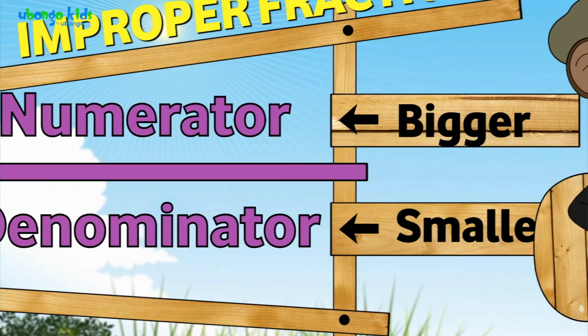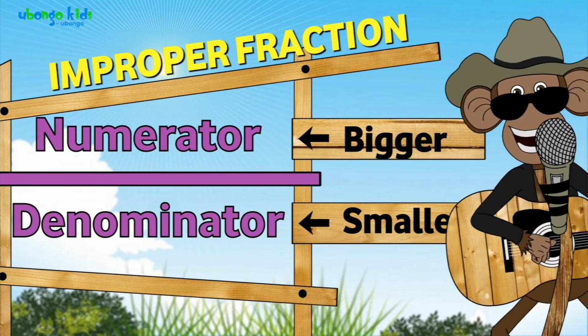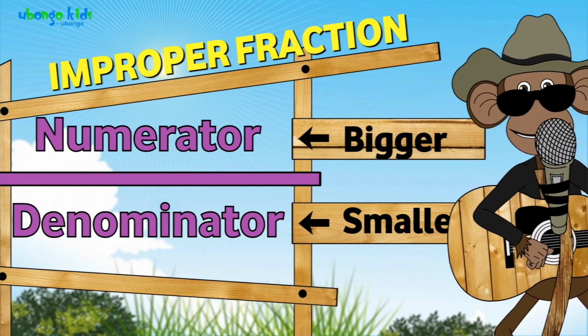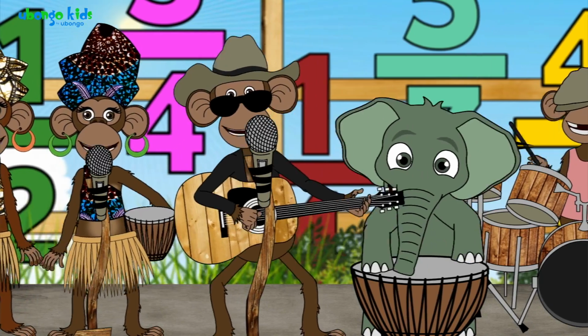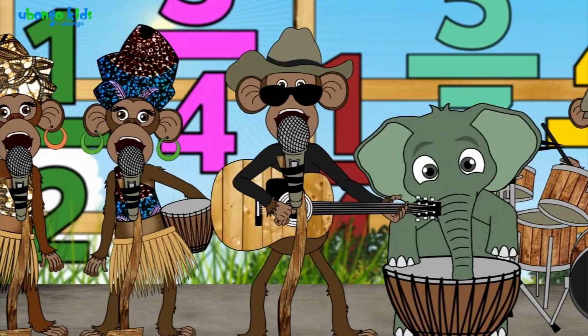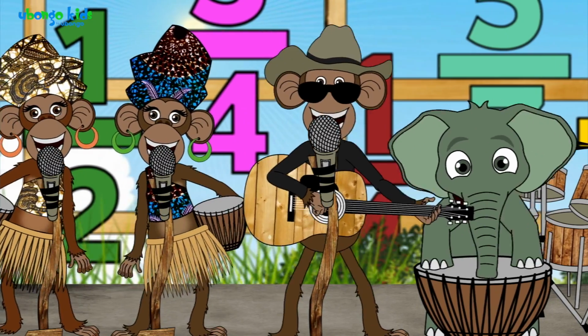Back to improper fractions. The numerator is bigger, denominator smaller. Big on top.